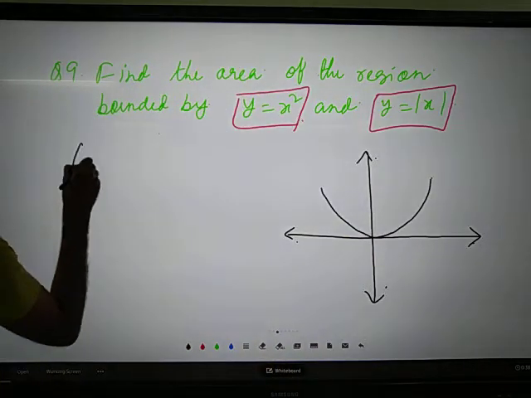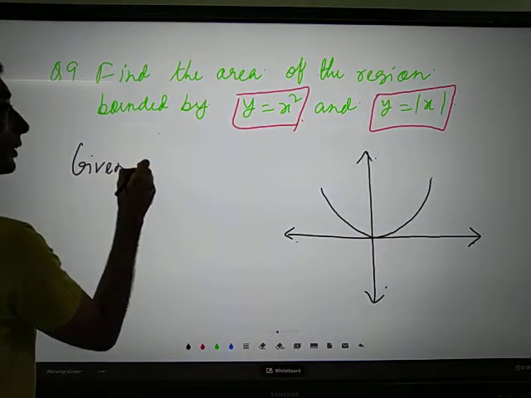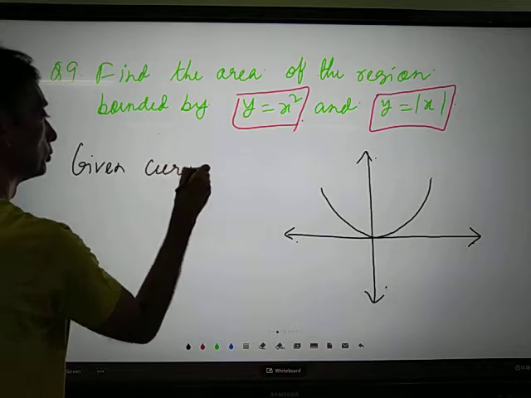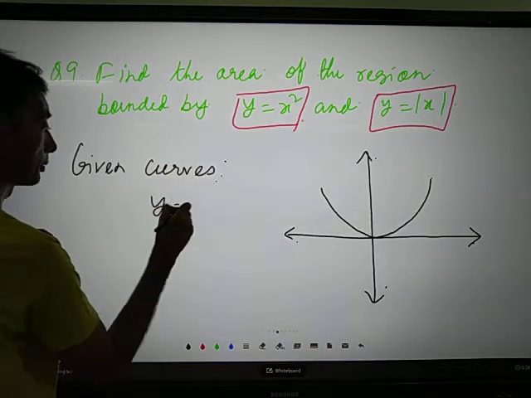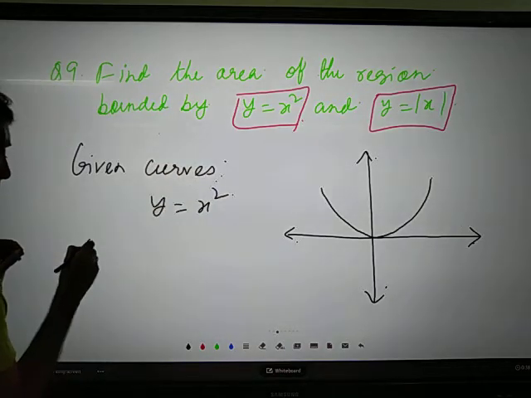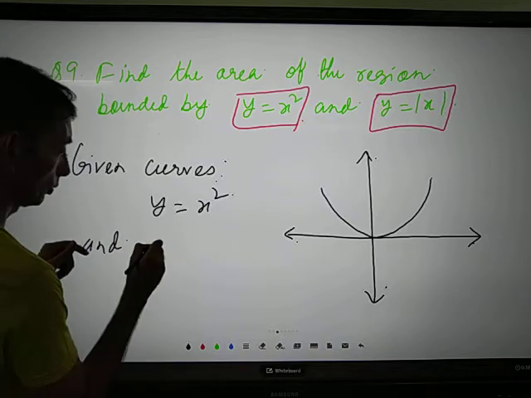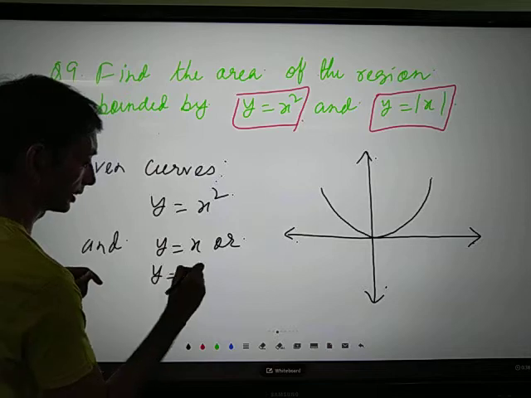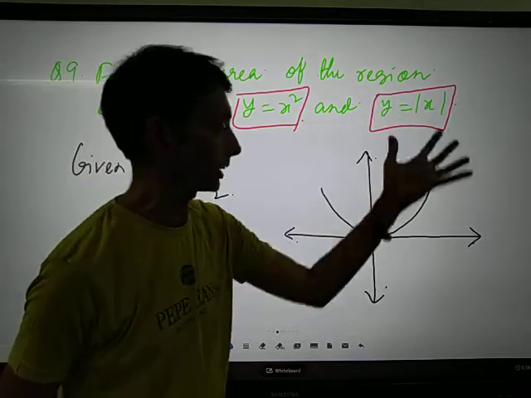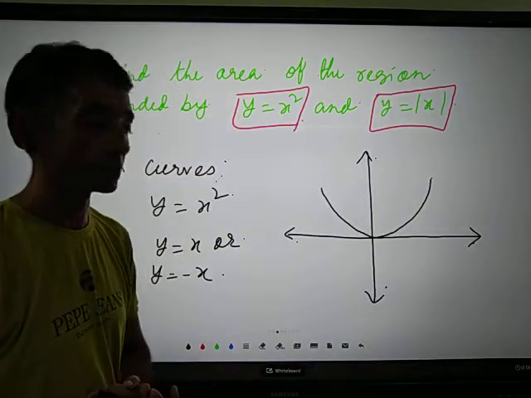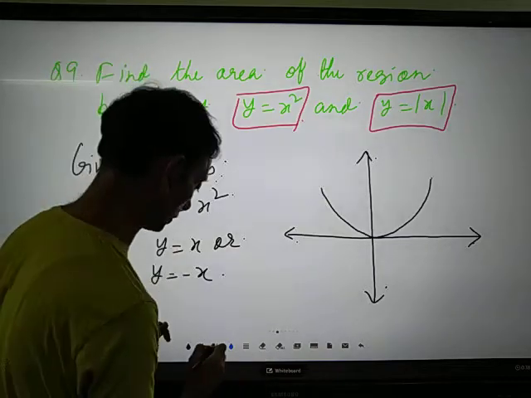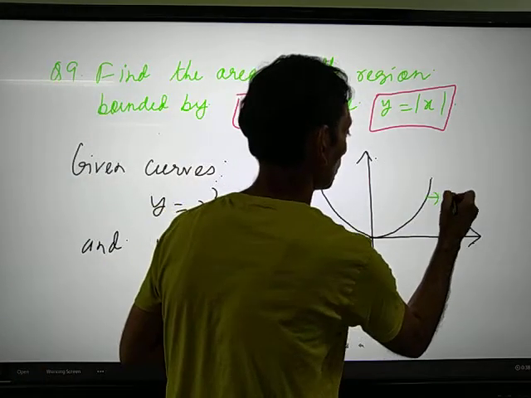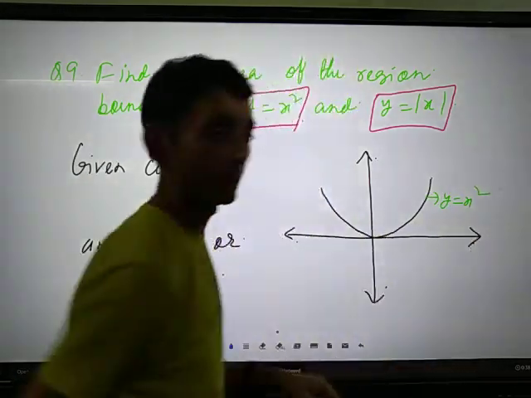Okay, you can just write the steps. Given curve, y is equal to x squared and the line y is equal to x or y is equal to minus x. Because y is equal to mod x can be written as y is equal to x and y is equal to minus x. So this is already you have drawn the graph. This is y is equal to x squared.